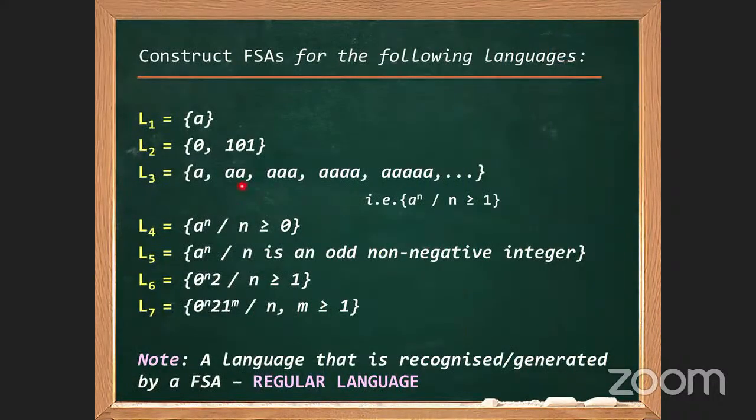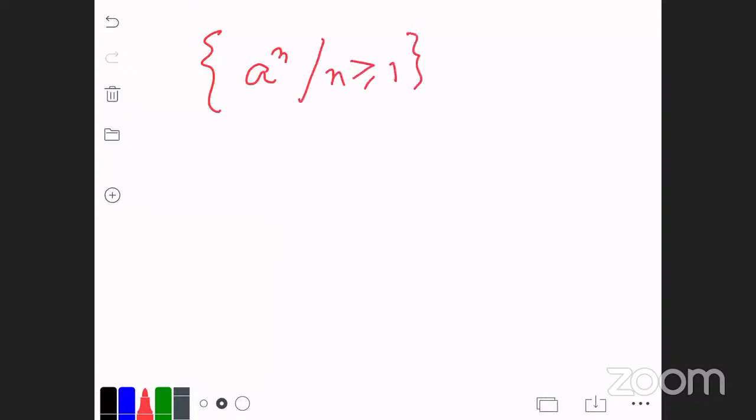Well, there are some more languages here. This language, which we have already mentioned, A power n. How do I find a machine to accept this language, which is basically infinite in nature? Well, let's get on this whiteboard. This is my language, A power n, n greater than or equal to 1. That means it has A, AA, AAA, and so on, infinite. There are infinitely many strings.